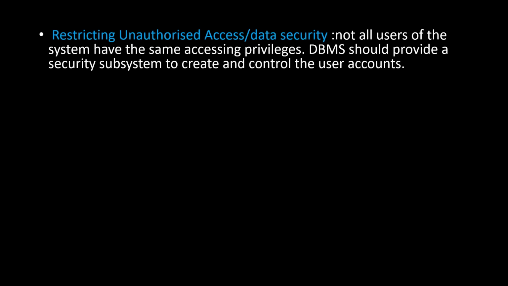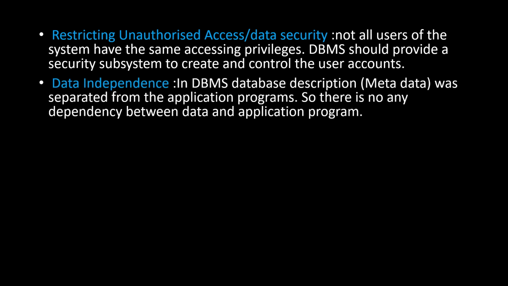The third one is restricting unauthorized access, or data security. In the database system, not all the users of the system have the same accessing privileges. So, here the DBMS should provide a security subsystem to create and control the user accounts. The fourth one is data independence. In the database management system, the database description or metadata is separated from the application program. So there is no dependency between data and the application program.